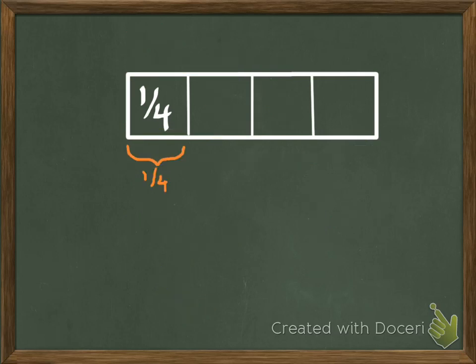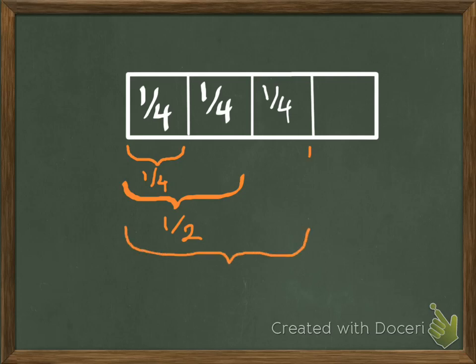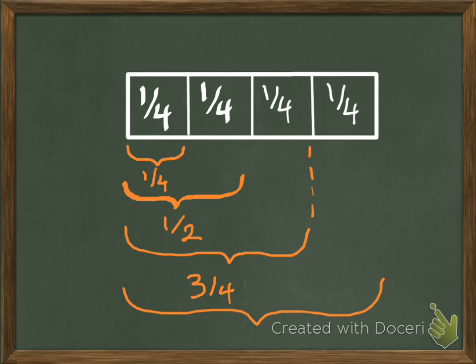Let me reiterate that, because hopefully it will lead us to what an improper fraction is. If I just have a quarter of something, it's a quarter. If I have 2 quarters, then as you can see, 2 quarters are a half. If I have another quarter, that would be 3 quarters. And finally, if I have 4 quarters, we know that that actually equals 1.